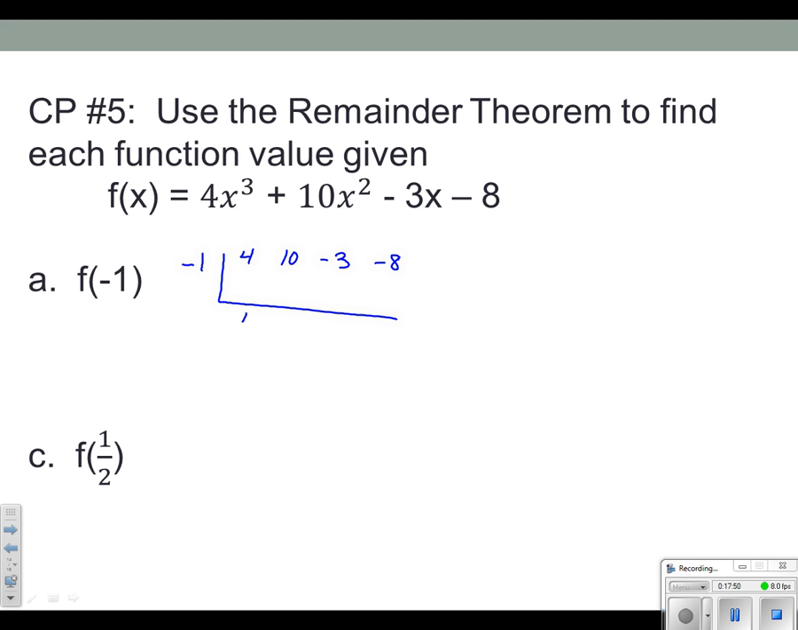So working our process, drop the first one. Then 4 times -1 is -4, combine. 6 times -1 is -6, combine. -9 times -1 is +9, combine. And we get a remainder of 1. Okay, if the remainder theorem holds true, f of -1 should also give me a 1. So let's test it. Put in the -1 for all of the x's.